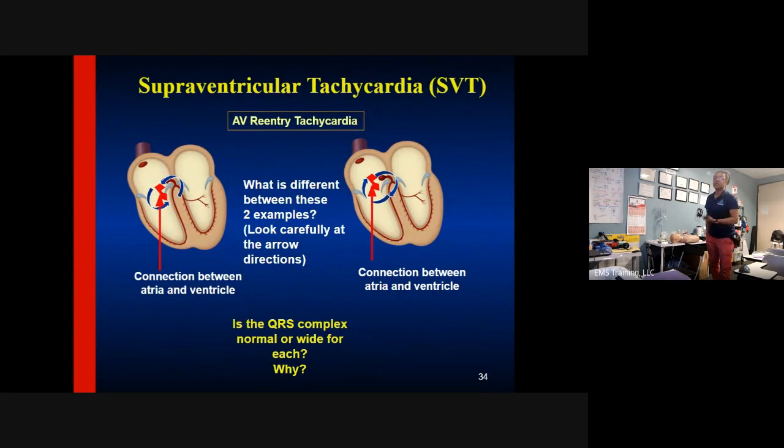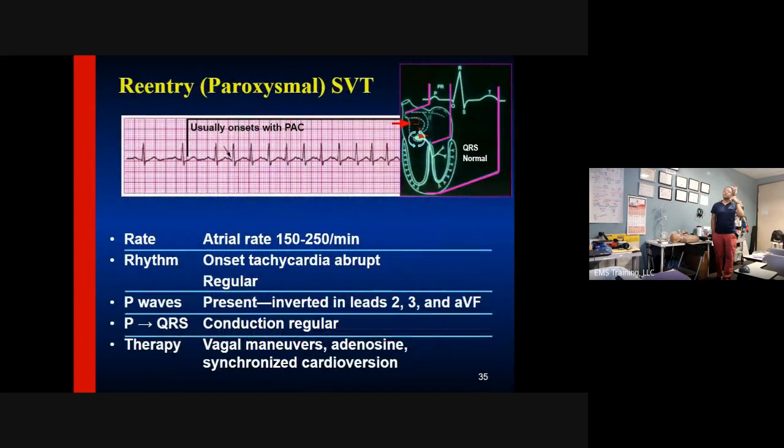So is the QRS normal or wide for each? You know, it depends on where it's coming from. Pretty commonly, if it's some type of ventricular re-entry tachycardia, your QRS is going to be wide. So SVT, paroxysmal SVT. As you're watching the patient, they just speed up really, really fast.